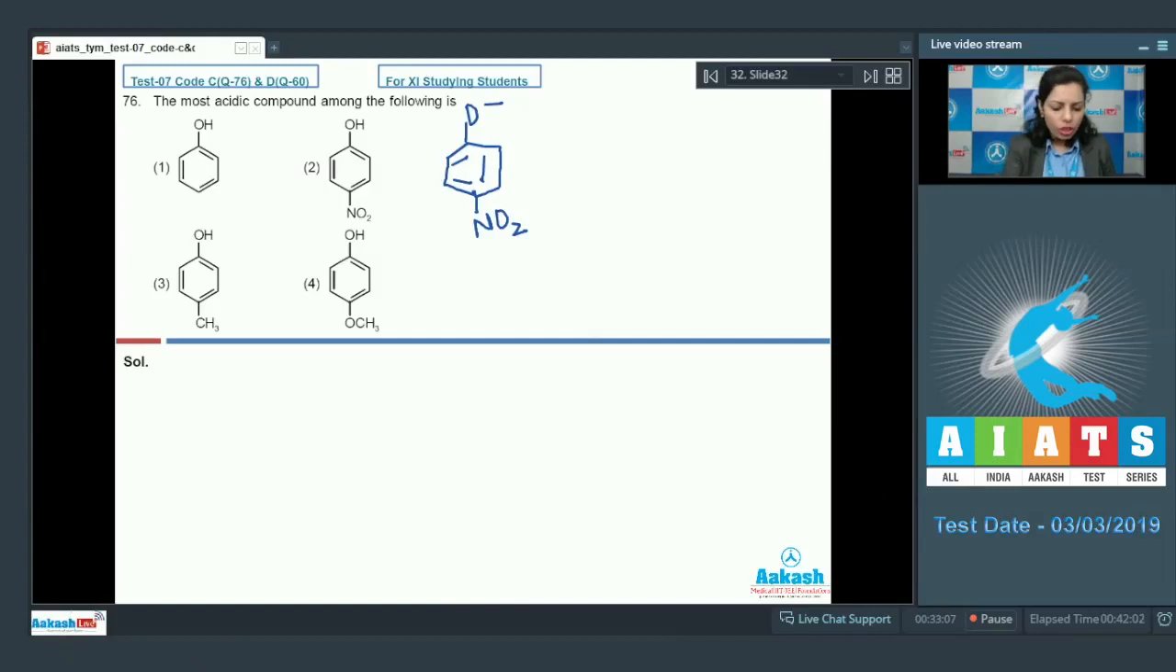While if I talk about option 3, here a methyl group is there, that is an electron releasing group, that will not increase its acidic nature. Similarly, if I talk about OCH3, a methoxy group is there, that is also not doing so. So the most acidic among these is nitrophenol, para-nitrophenol simply, and that's why the answer for this question becomes option 2.